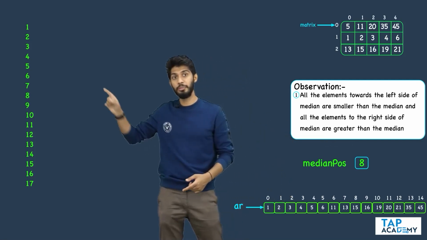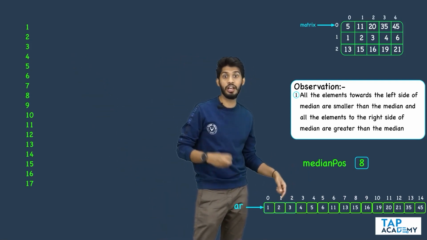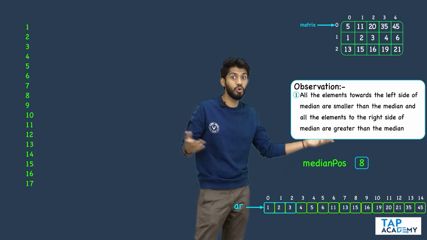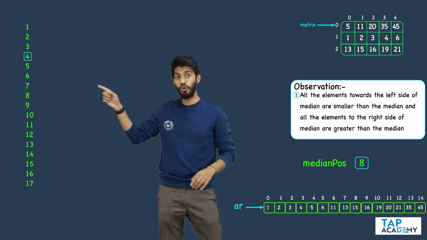Next I will pick the other number, 3. I will check how many elements are less than or equal to 3 in this array. There are 3 elements. Is that equal to this number? No, the count is not equal to this number. So that's not the median element. Next I will pick 4.